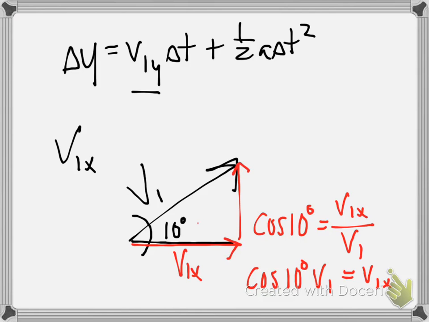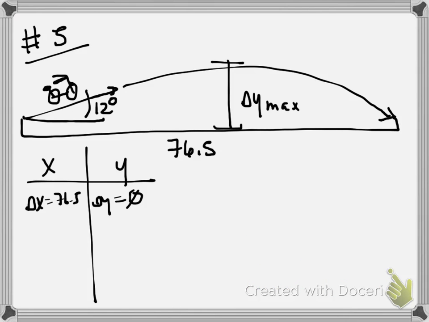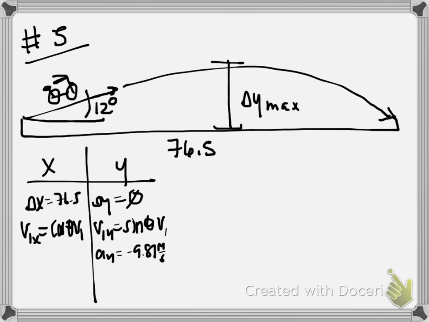Other question. It should always say find maximum height. If you're looking for delta y max. So VIX is equal to the cosine of theta VI. VIY is equal to sine theta VI. Does it matter how you wrote it? No, it doesn't matter. Acceleration on the y, of course, is our negative 9.81 meters per second squared. And delta t will probably connect the two.